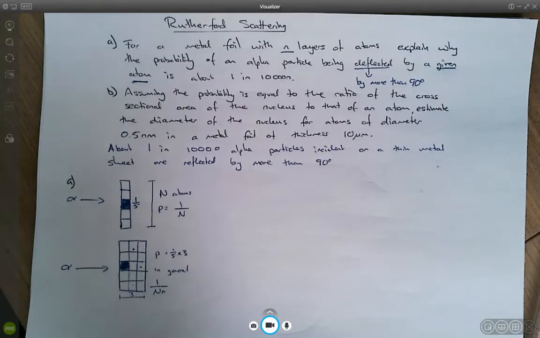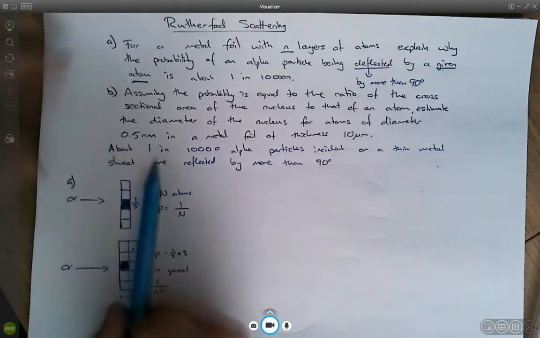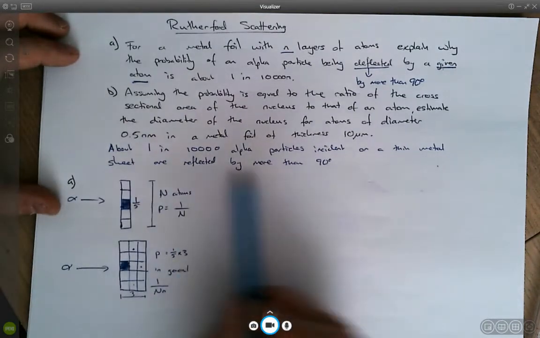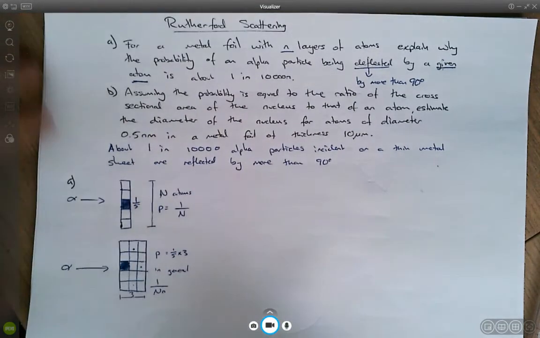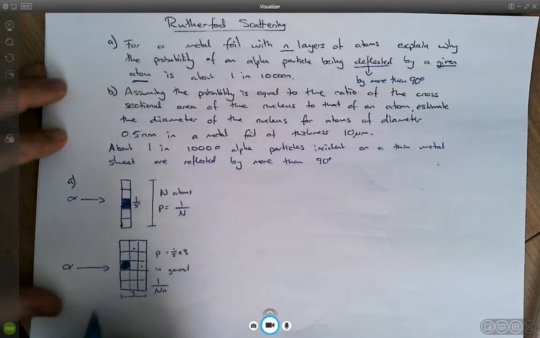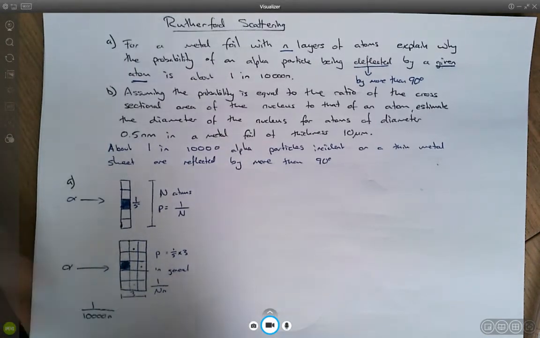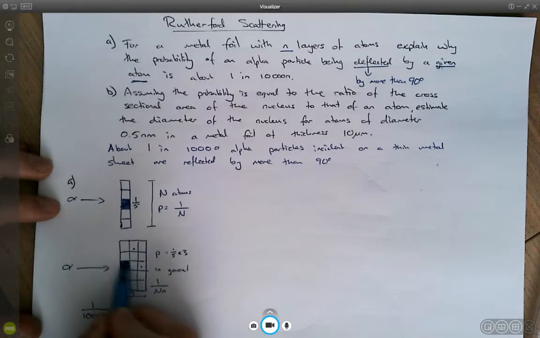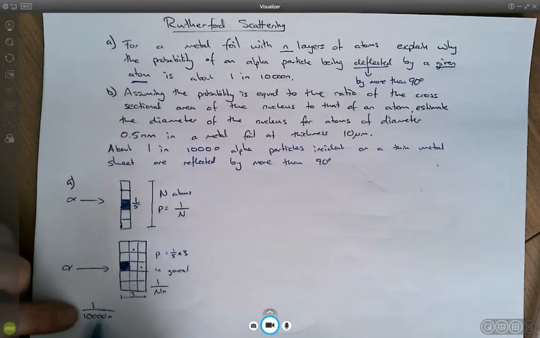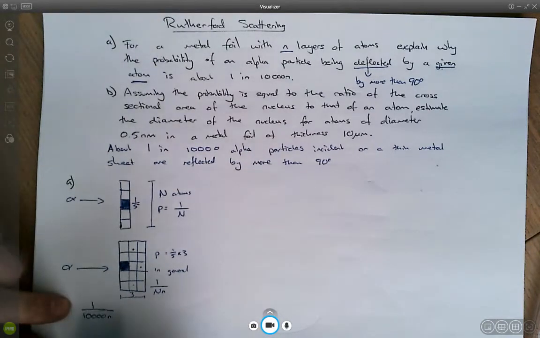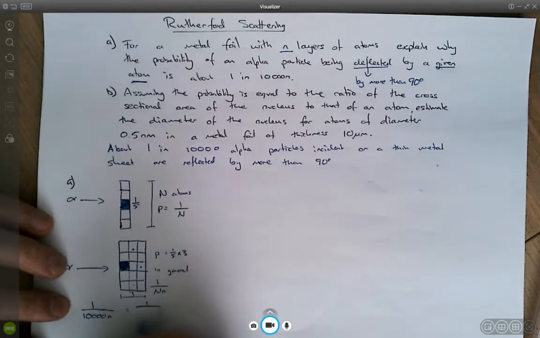Now, importantly, the question tells us that about 1 in 10,000 alpha particles incident on a thin metal sheet are reflected by more than 90 degrees. So what we're really saying is the probability of it being deflected if there was one layer is 1 in 10,000, but there are multiple layers, so the probability of it being deflected by this given atom is 1 over 10,000 n, or simply saying 1 over the total number of atoms.